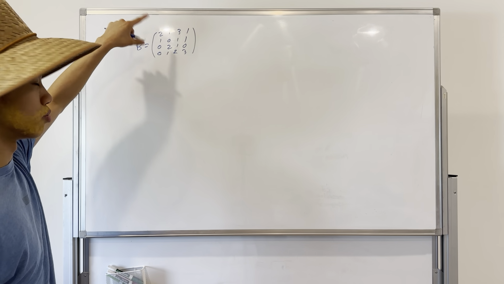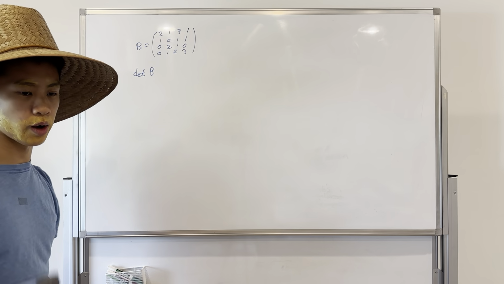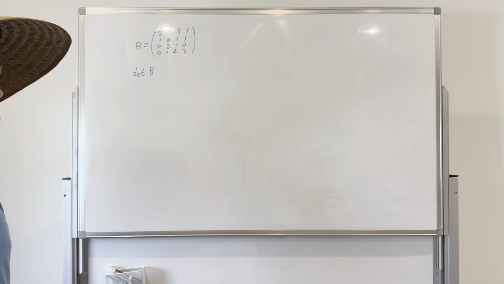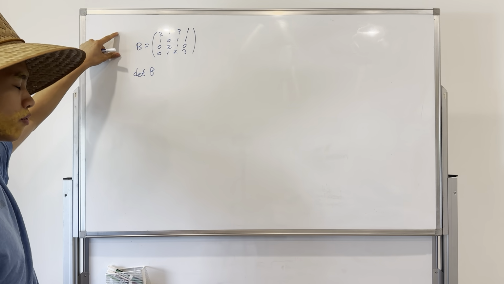B equals blah blah blah. We want to find the determinant, so det B. How are we going to do that? We only know how to find the determinants for 2x2s and 3x3s. Those are fairly easy. But what about 4x4?